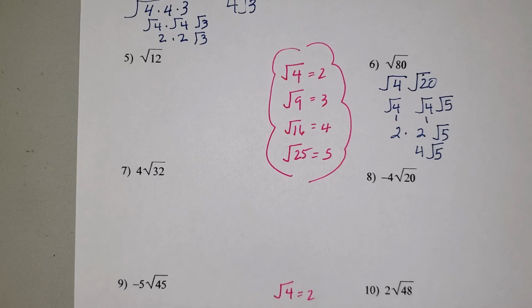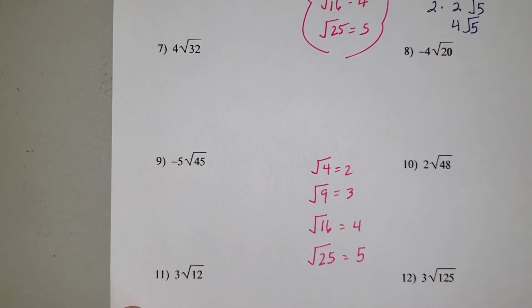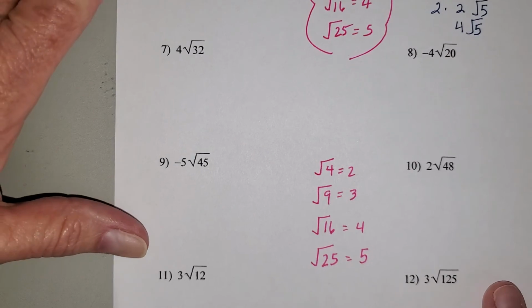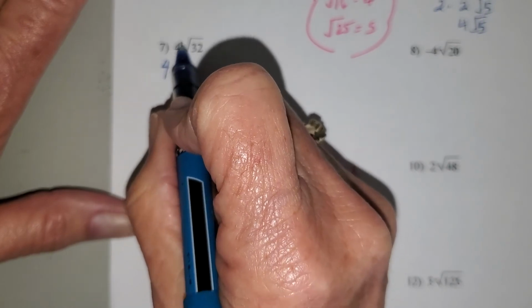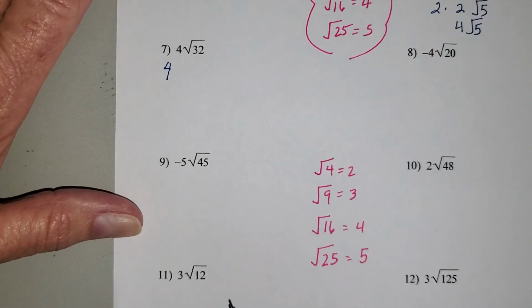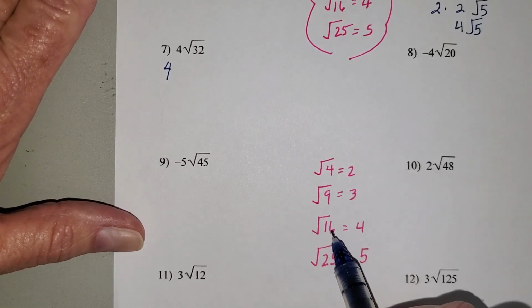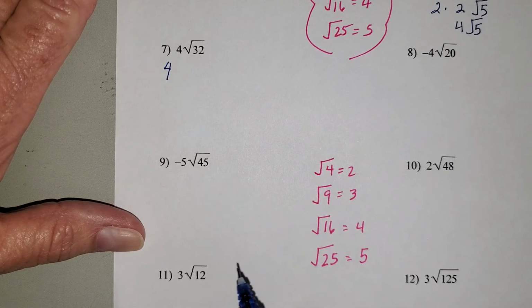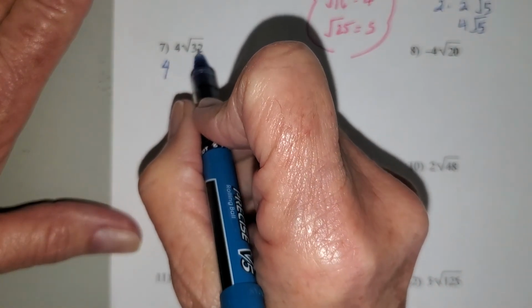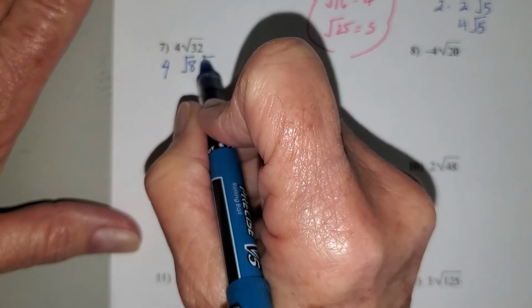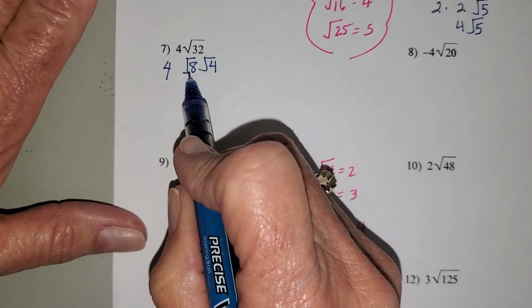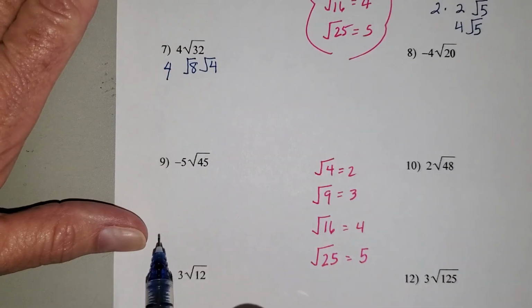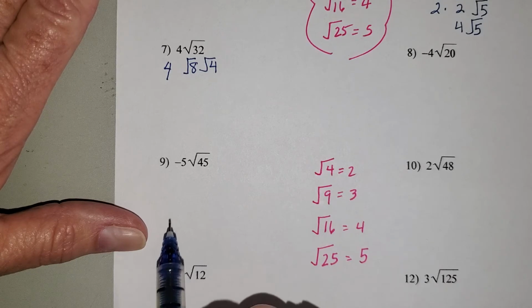Okay. Now sometimes there might actually be a number in front of the radical sign. Okay. So that's just going to hang out there for now. Can we factor 32 using a perfect square? Any of these perfect squares? Well, you might know that 16 times 2 is 32. But if you didn't know that, we do know that 32 is 8 times 4. So the square root of 32 is the same as the square root of 8 times the square root of 4. Right? That's right.